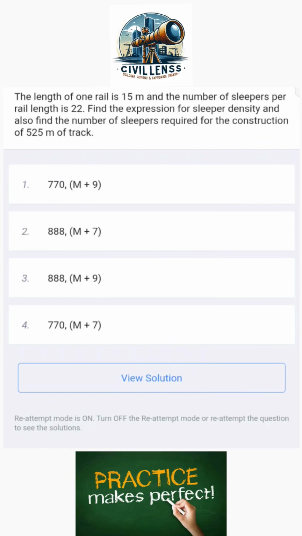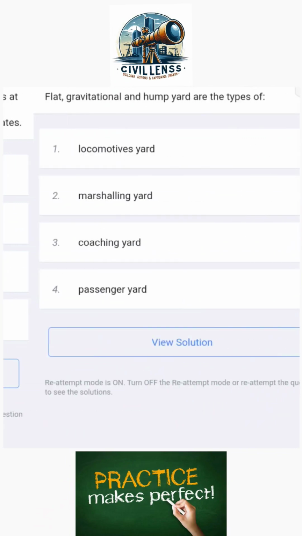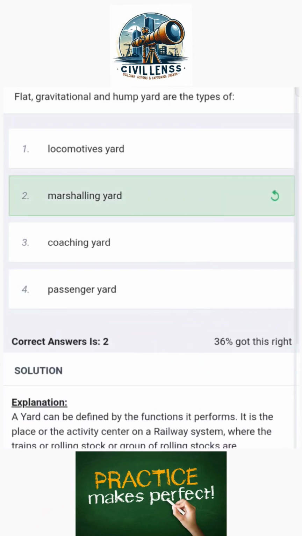So next, while calculating the sleeper density, we get 770. So next, flat, gravitational, and hump yards are the types of marshalling yards.